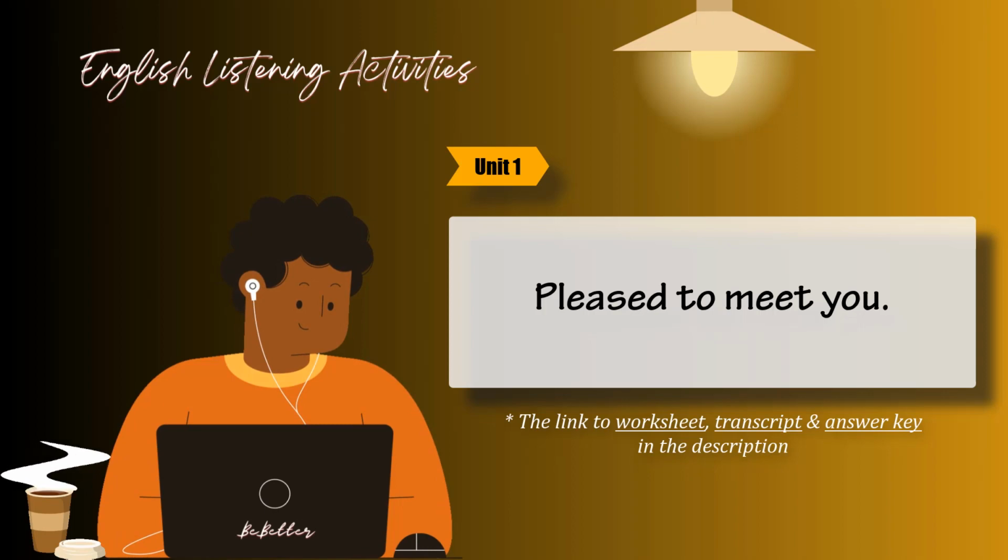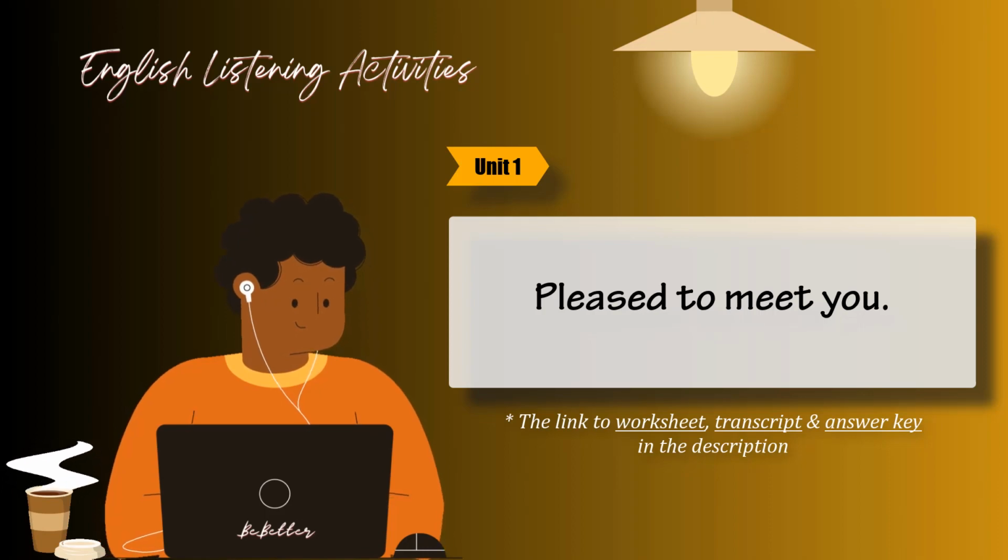Task 5. Read the names. Then look at the picture and listen to the conversations. Number the people in the picture 1 through 6. Then listen again and check your answers.